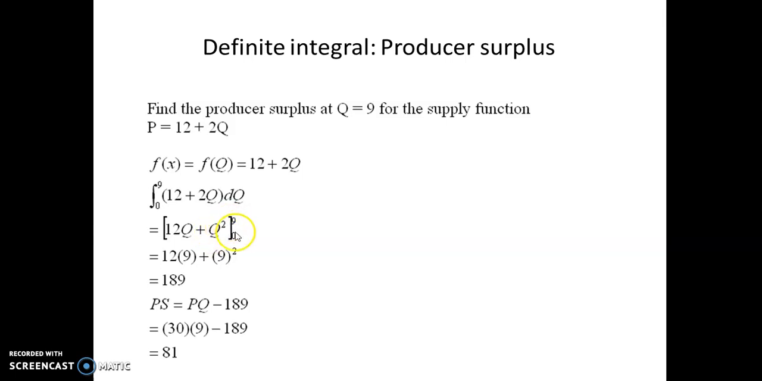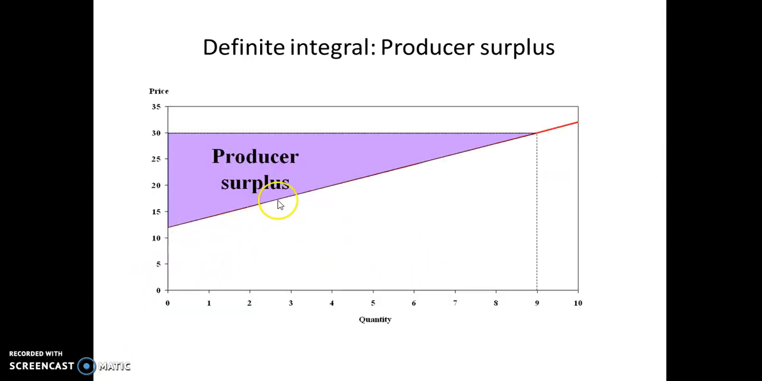So therefore, if I evaluate now what I've integrated between the lower and upper limit, I first check at the upper limit, f of b, and in this case, the upper limit b is 9, minus the lower limit, which is 0. It would just be 0. So therefore, I've got 12 times 9 plus 9 squared. You're going to get 189. But as I said, that was this entire area below the curve.